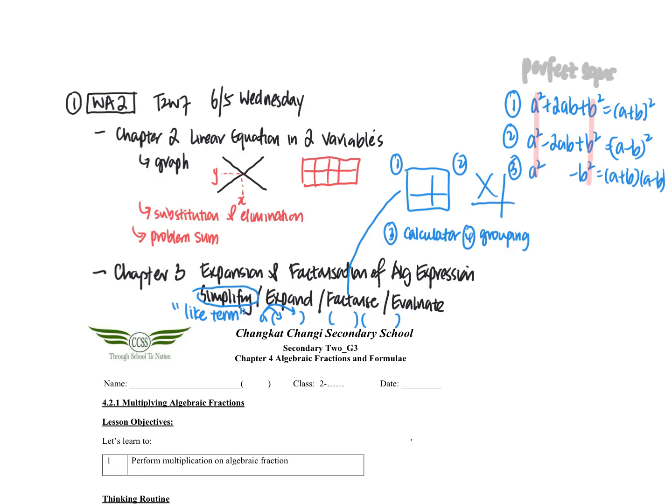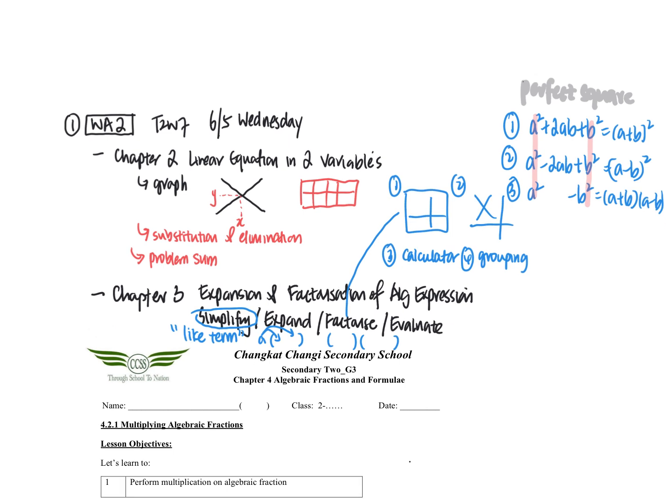Okay, I'm just giving you an overview so you know what to expect for your WA. So this one, perfect squares. Okay, and then yeah, that's about it.